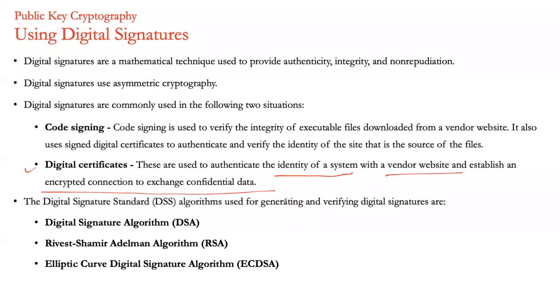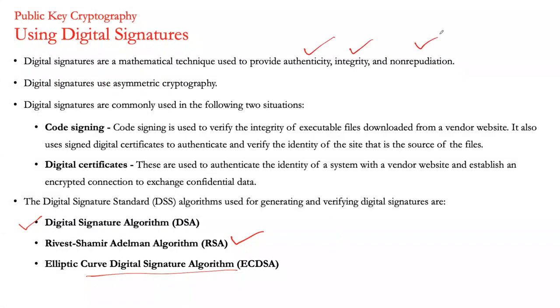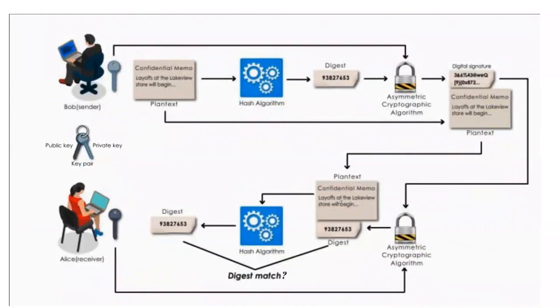So how will it be achieved? There are three different digital signature standards: the Digital Signature Algorithm, DSA, the RSA algorithm, or the Elliptic Curve Digital Signature Algorithm. These three algorithms are basically used to achieve authenticity, integrity, and non-repudiation. How? Let us see with an example.